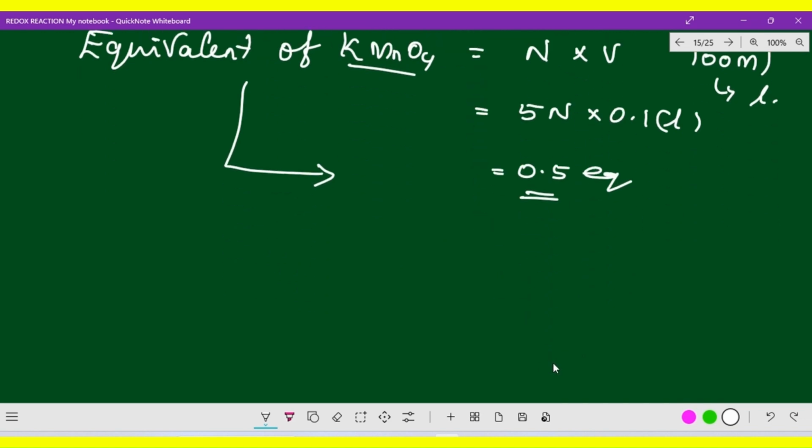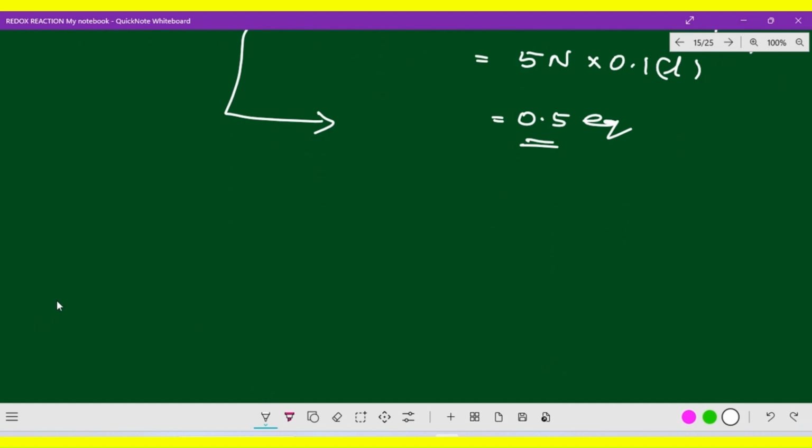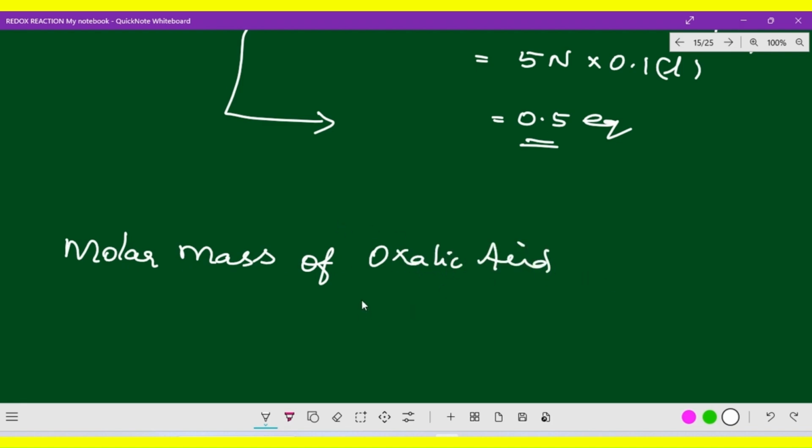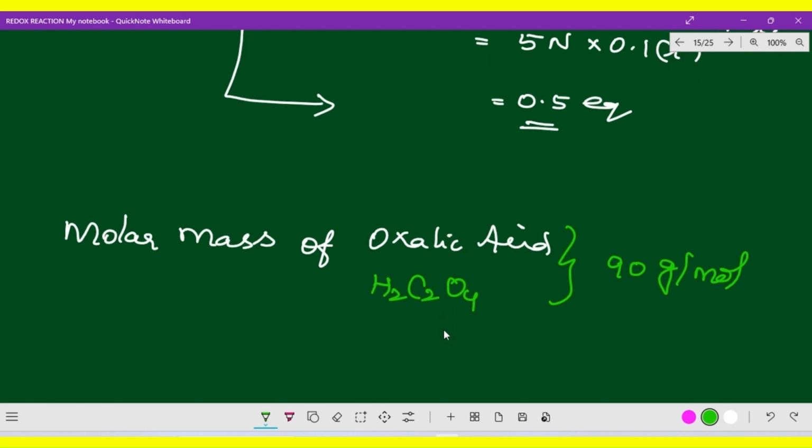Now we have to identify the mass of oxalic acid. For that we have to identify the molar mass of oxalic acid. Generally, here they mentioned anhydrous, and anhydrous means there is no water. So it is H2C2O4. H2C2O4, we can easily identify, is 90 gram per mole when you calculate each atom, right?